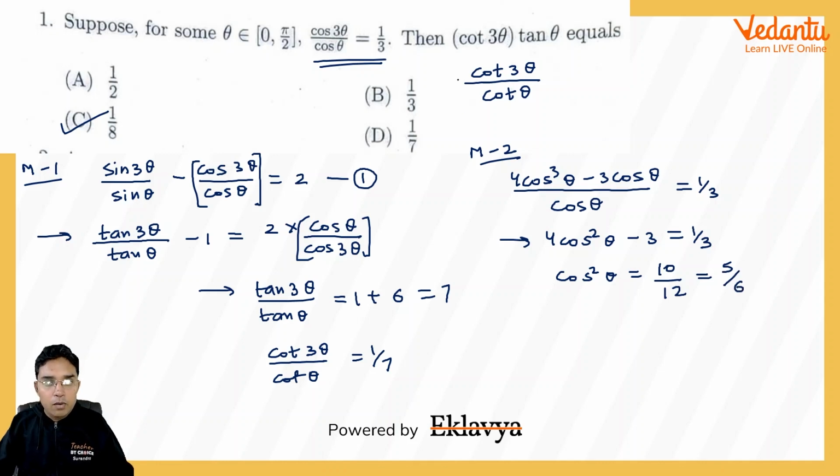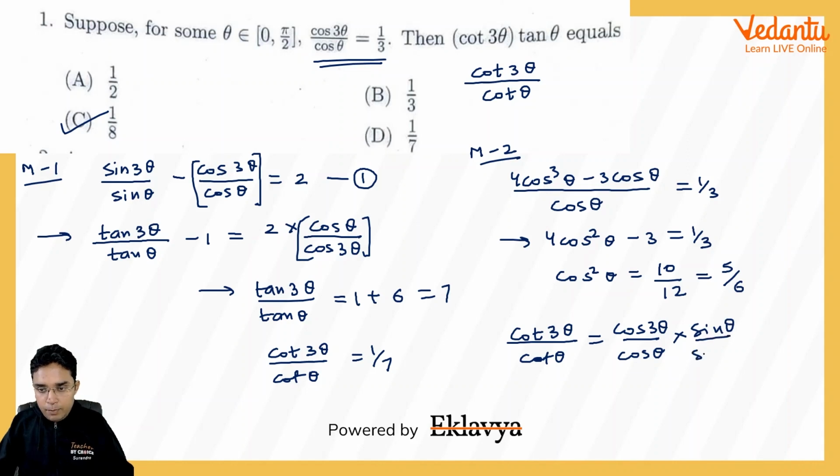Okay. Now what they are asking is cot 3 theta upon cot theta. This I can write as cos 3 theta upon cos theta into sin theta in the numerator upon sin 3 theta in the denominator. Already this value is given to us.